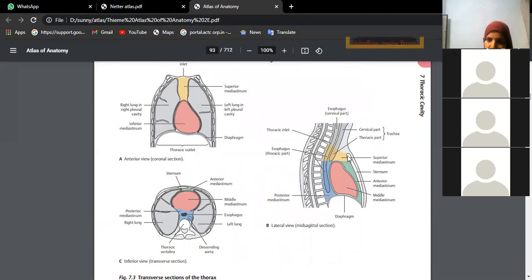So I was talking about the mediastinum, right? What did I say? The area behind the sternum, in front of the vertebral column. Whatever is there, you call it mediastinum. Just try to revise these labelings better.